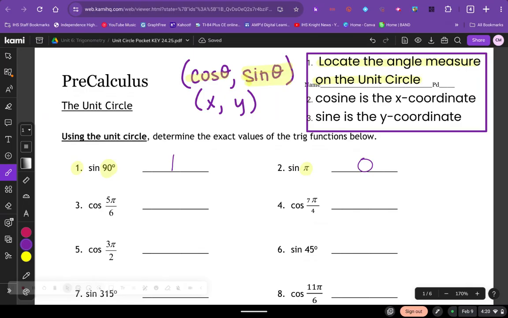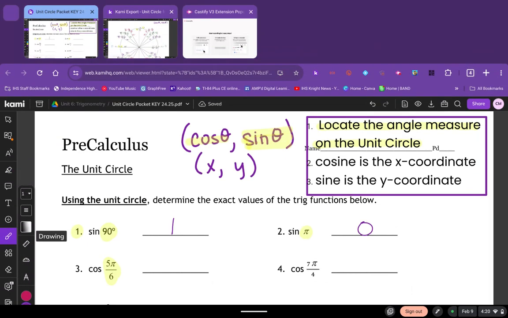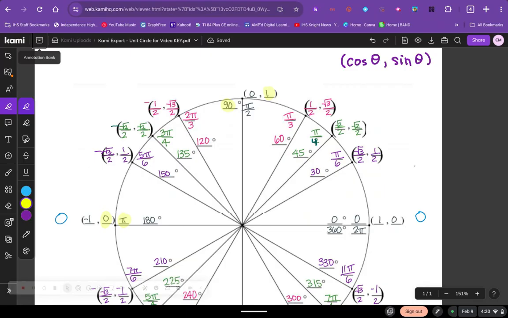Alright, the next two examples are asking us to find cosine. Number 3 says we need to find the cosine of 5 pi over 6. So I need to go to my unit circle and look for this angle, 5 pi over 6. Remember, 5 pi over 6 is an angle measure. It's in radians, but it's congruent to 150 degrees. They asked us to find the cosine. The cosine is the x coordinate. So the cosine is negative root 3 over 2.